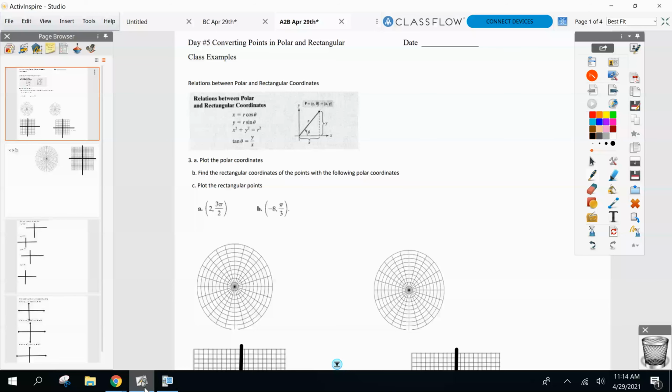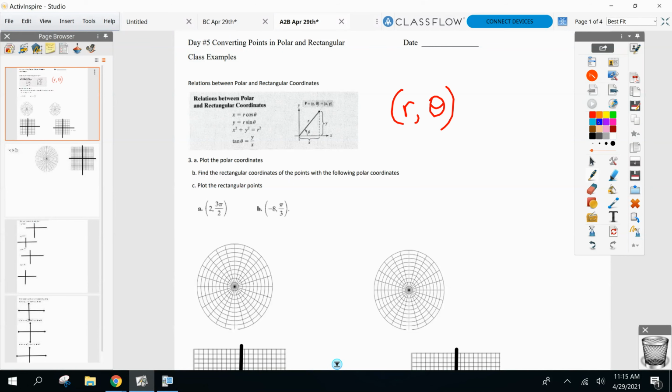All right, let's do this. First thing, we've been graphing these, and many of you have been doing a great job graphing these points on the polar grid. Just remember, the points come in this form, R and then theta. R is how many units away from the pole it is. Theta is where it is angle-wise on the graph.